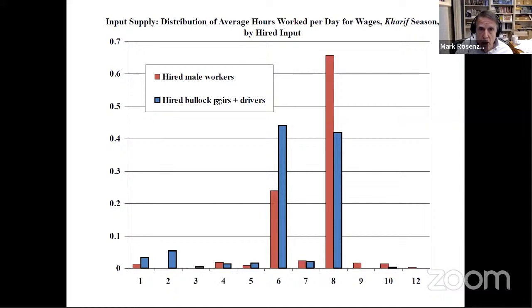Okay. So the ICRISAT data, as I mentioned, provides us with information on the hours worked of laborers that are hired. And what you can see for hired male workers, same for females, and for hired bullock pairs and drivers, is that while the majority of work is done for 8 hours, there's a big mass of workers who are working less than 8 hours. So it's not true, despite the fact that wages are paid on a daily basis, that all workers are working full-time during the day. This is going to be important.